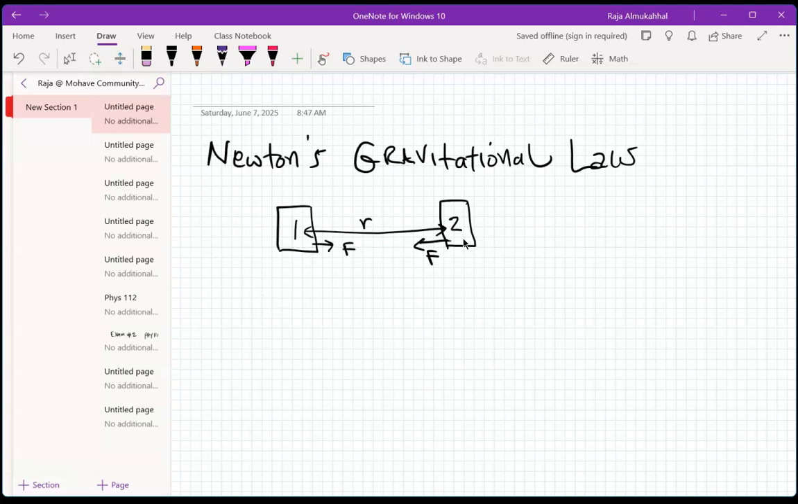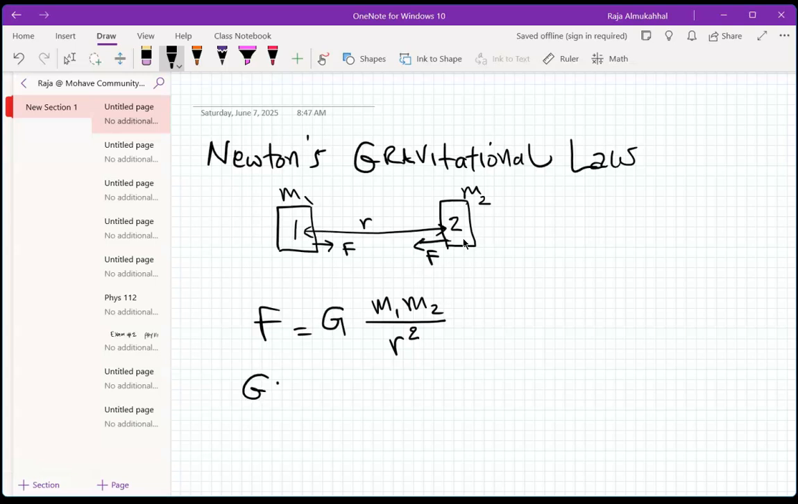And this F, let me just put it down here. This F is equal to the product of the two masses. Let's say this mass is M1 and this mass is M2. This is measured in, say, kilograms. That will be a common unit for it. So there will be the product of the two masses, M1 times M2, divided by the distance between their centers squared, r squared, up to a constant we call G, big capital G.